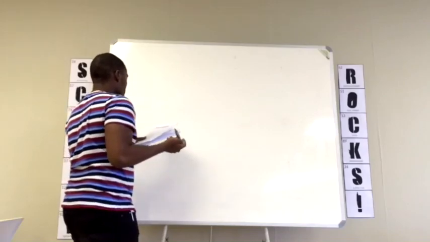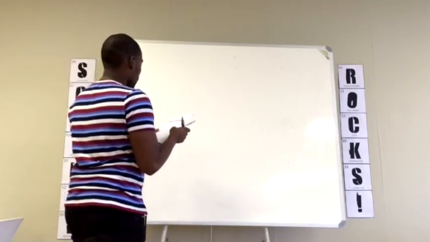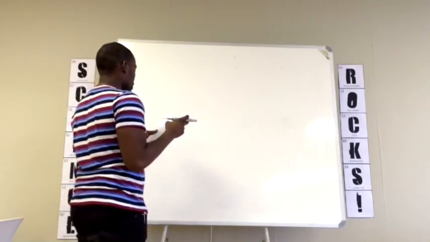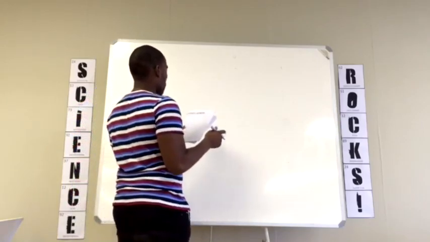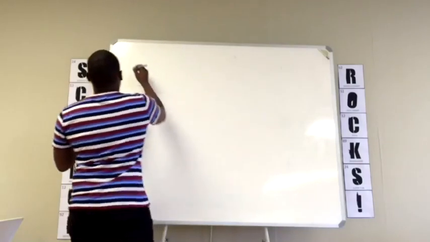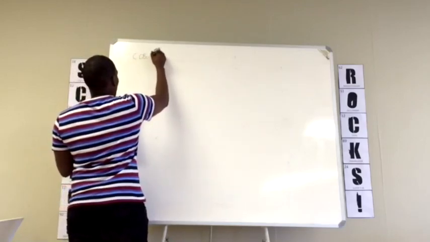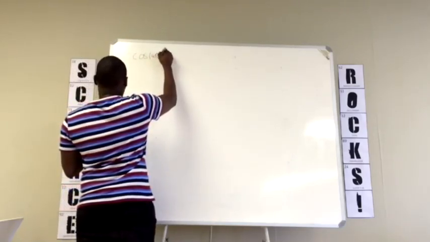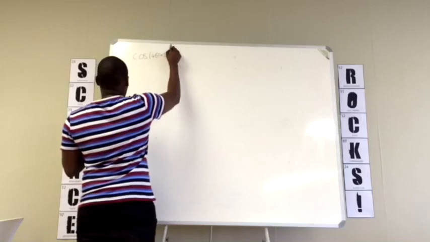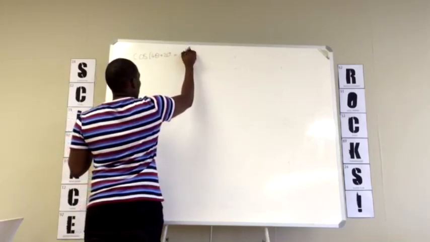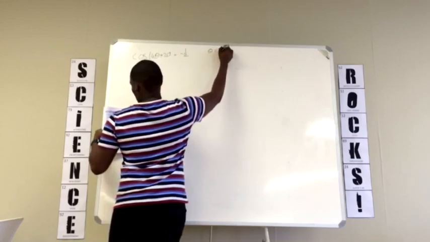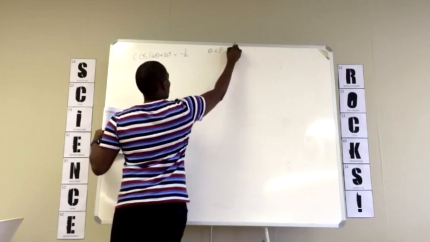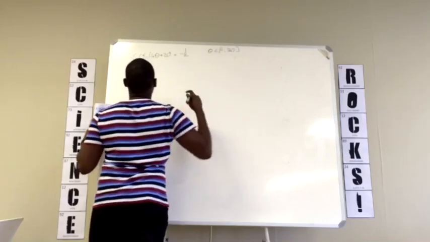Okay, solve the following trig equation. Cos of 4 theta plus 20 degrees equals negative a half, for 0 to 360. So we've got cos of 4 theta plus 20 degrees equals negative a half, where theta is in the range of 0 to 360 degrees.